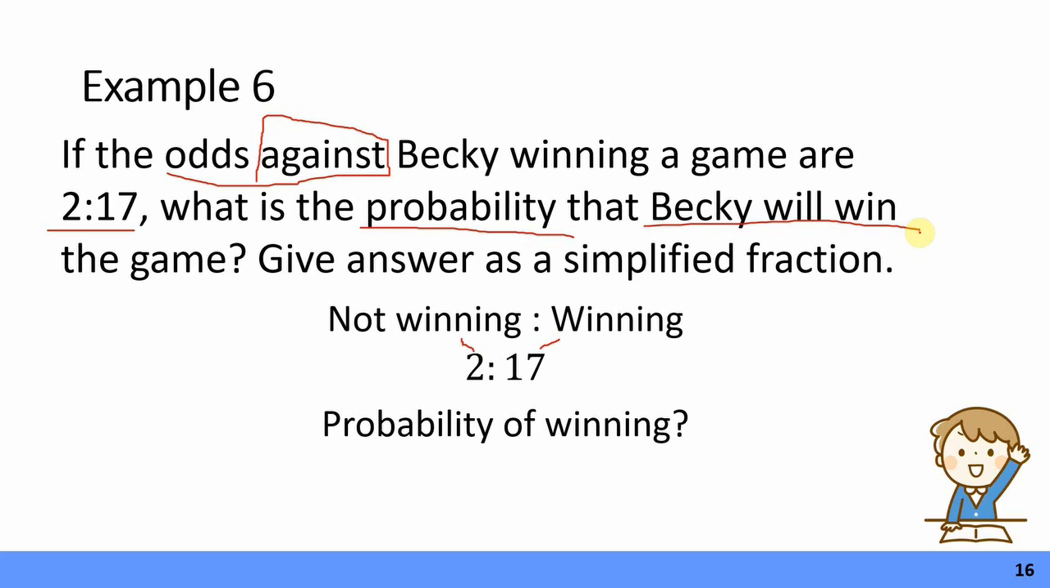Which one of those two numbers represents Becky winning? The 17. So there you go. My final answer is just 17 over 19. Okay, so when you have odds, make sure you add them together. That gives you your denominator. And then you choose the correct number depending on what the question is asking.